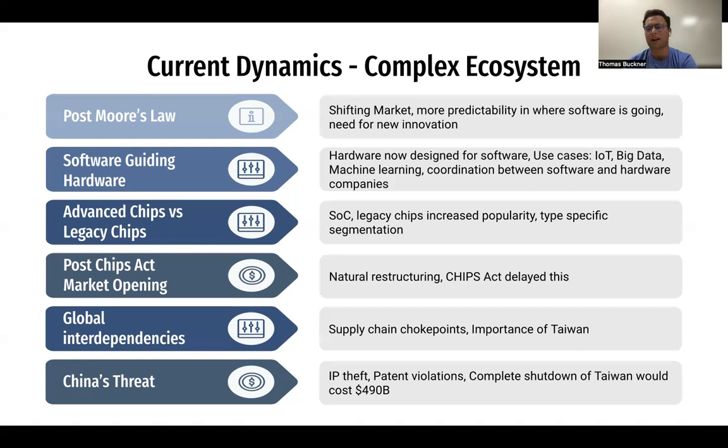Next, I focused on some global interdependencies. This is mainly supply chain choke points of specific manufacturers within the global supply chain that relies very heavily on other pieces, and the importance of Taiwan in the US semiconductor industry. Taiwan can't really be mentioned without the looming threat of China, with their various IP thefts, patent violations, and the impact an invasion might bring on the industry.